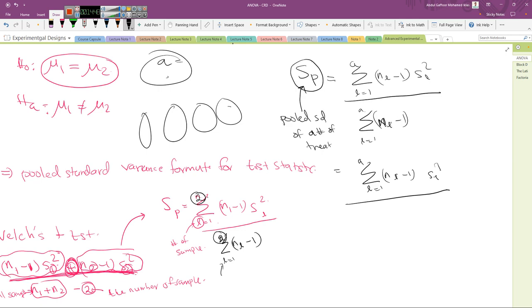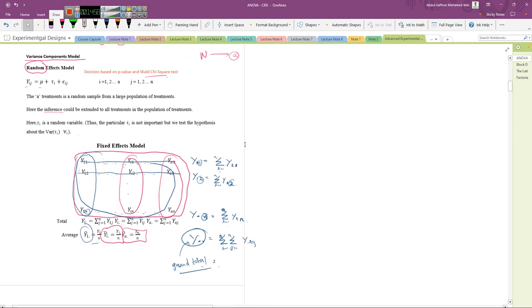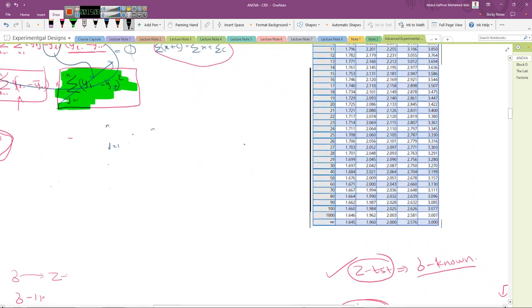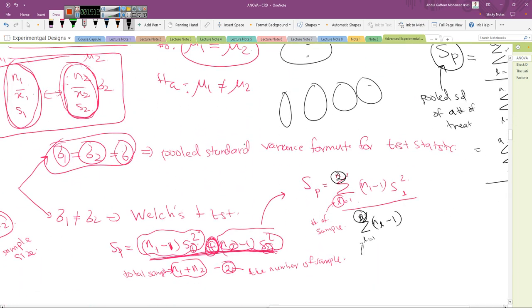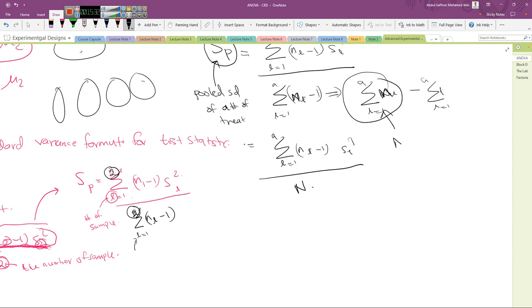Now here ni, right? If you add all these, that will give you the n, so that is what we already discussed. N is the total number of observations, all these observations, right? So capital N can be extended as the summation i equal to 1 to a of ni, minus the summation i equal to 1 to a of 1, so this is equal to n minus a, right?